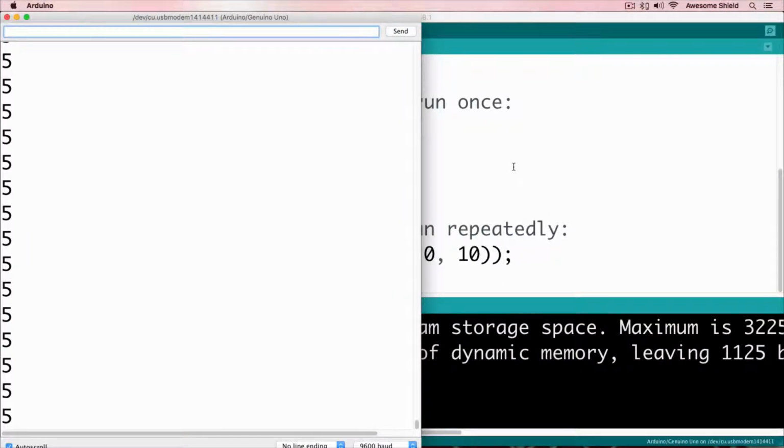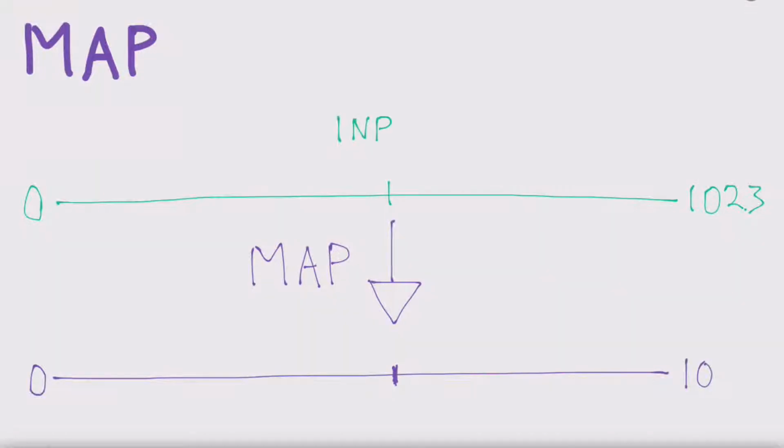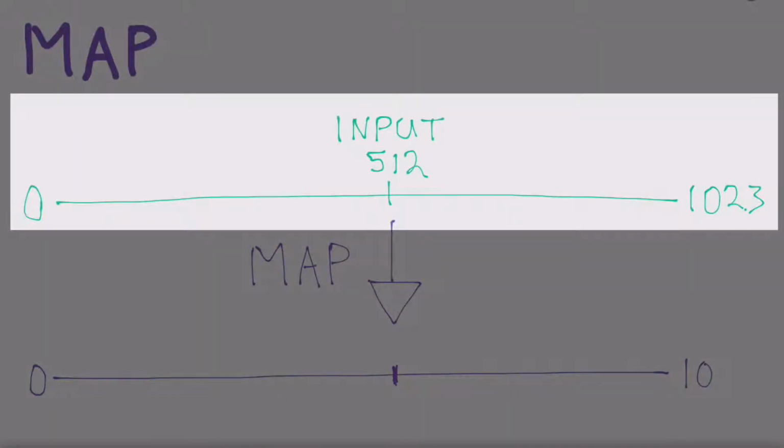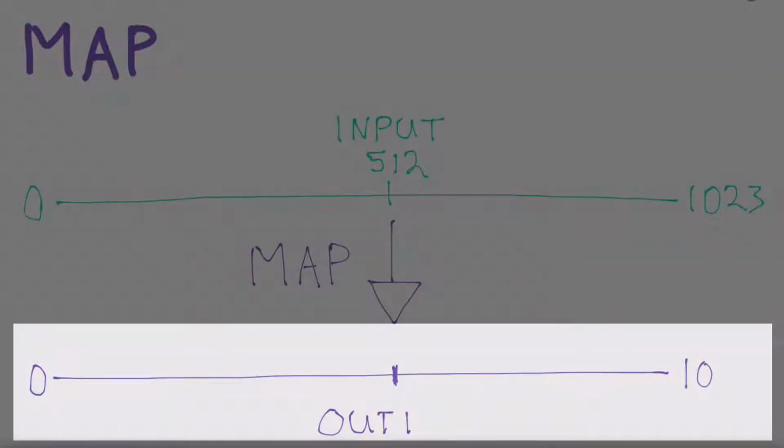Map is giving us the value 5. That's because the input, 512, is halfway between 0 and 1023, which was the starting range. So map gives us a value that's halfway between 0 and 10, halfway through the ending range. That's 5.